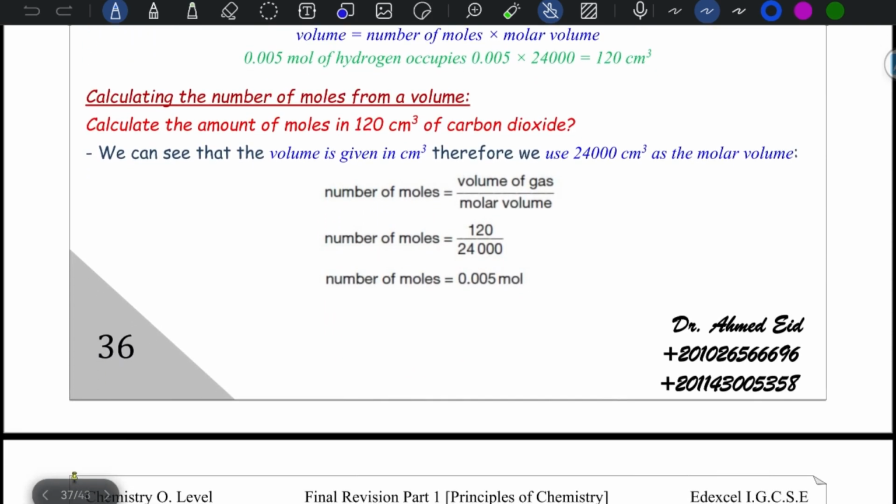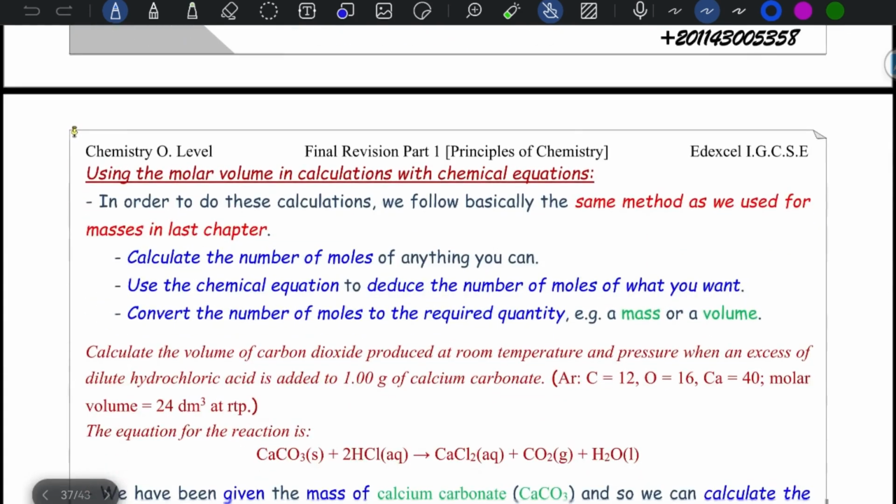Calculating the number of moles from a volume. Calculate the amount of moles in 120 cubic centimeter of carbon dioxide. Easy. Volume is given in cubic centimeter, so you have to use molar volume of gas as 24,000. Number of moles is equal to volume of gas divided by molar volume. Volume of gas provided in this case is 120 cubic centimeter, molar volume 24,000, it will give 0.005 moles.